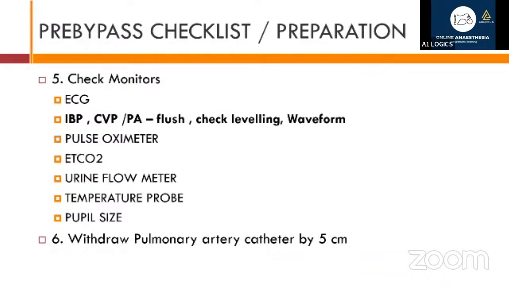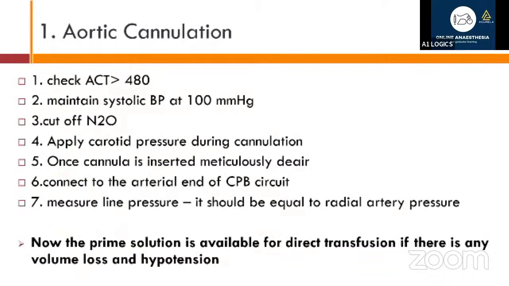If you have placed a pulmonary catheter, make sure you withdraw the catheter 3 to 5 centimeters, because once the blood is completely drained from the pulmonary circulation, this pulmonary catheter can damage the pulmonary capillary, and post bypass you will have pulmonary hemorrhage. So withdraw the pulmonary catheter. And now you are checking that the ACT is greater than 480 seconds. Maintain a systolic BP at 100. And if you are using nitrous oxide as a part of the anesthetic, cut it off at this point, before aortic cannulation.